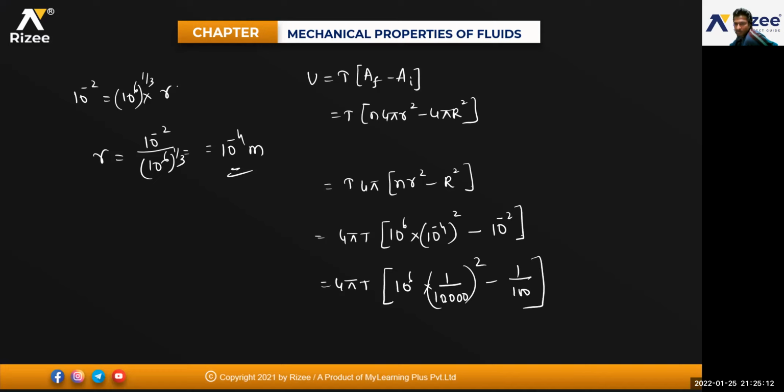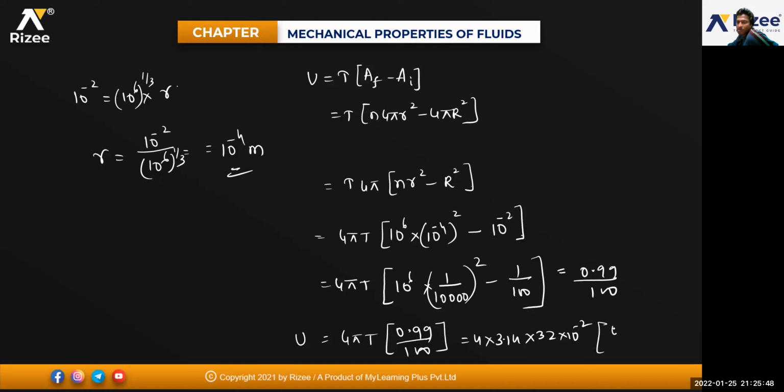So that will be equal to 4 pi into T into 10 to the power of 6 into 10 to the power of minus 4 whole square minus 1 by 100. So 10 to the power of 6 will be simplified here, and we take the LCM. You can do it better; just see the calculation that gives the energy. Surface tension is also given. Pi value is 3.14. You can simplify this value better. This value will come out as 4 pi into 0.99 divided by 100, so this is approximately 0.99 divided by 100. So it is 4 into 3.14 into surface tension, which is given in the problem as 32 into 10 to the power of minus 2, into 0.99, which I can take approximately and simplify.